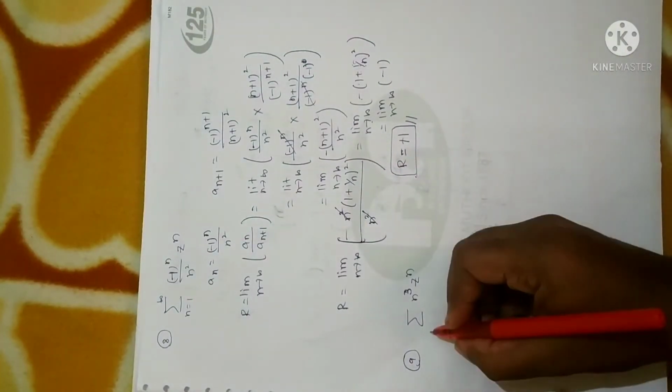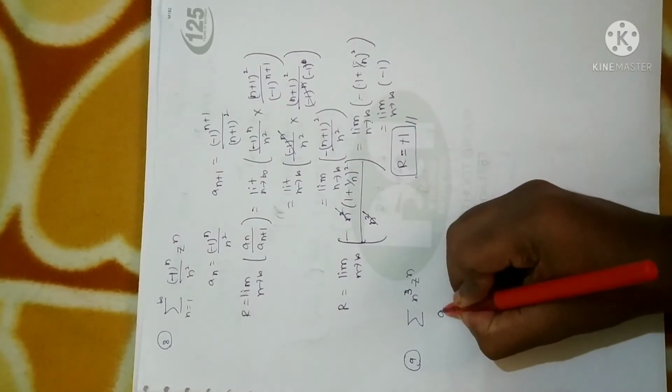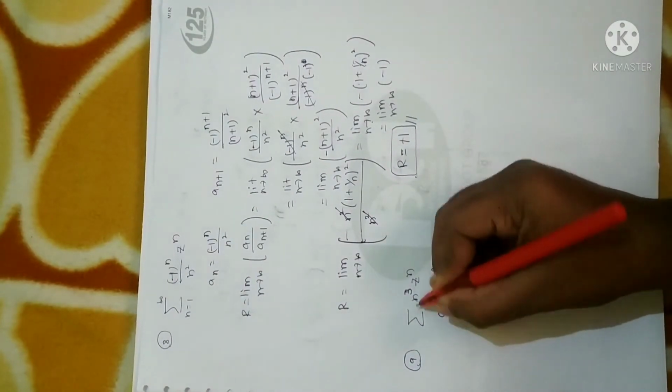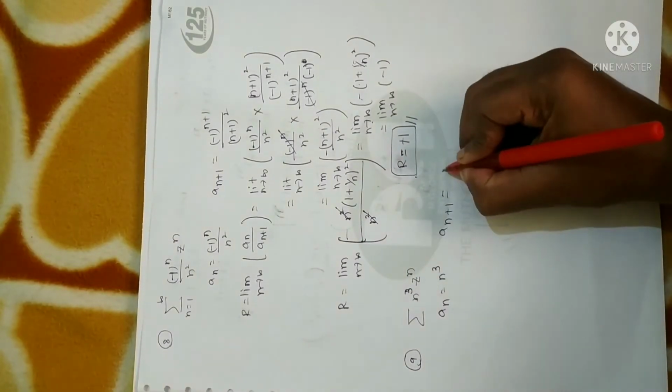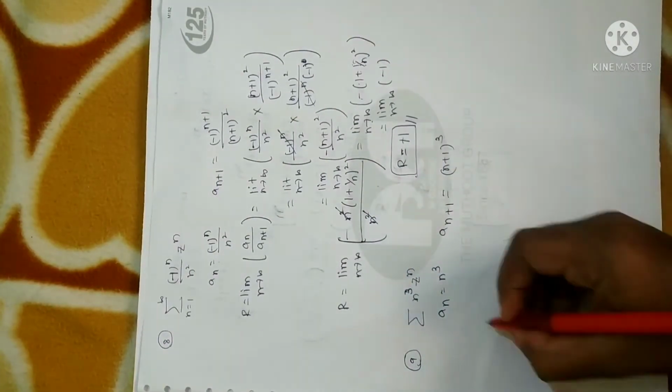Now, let me solve the 9th problem. So clearly here an is n cube. That is the coefficient of z power n. Now, let me calculate an plus 1. It is given by n plus 1 whole cube. Now, write down the formula.